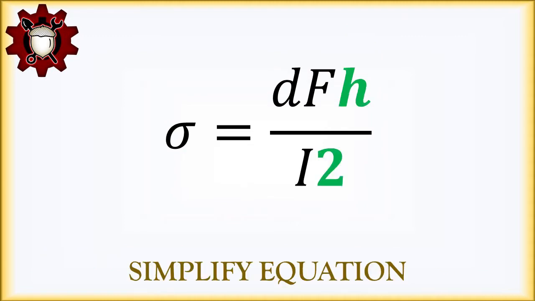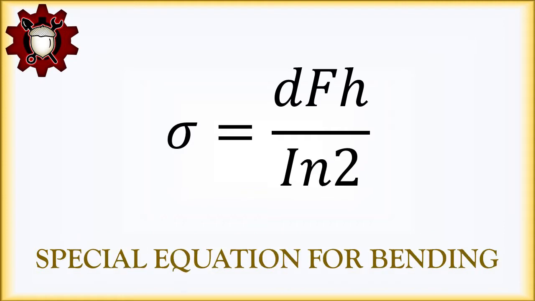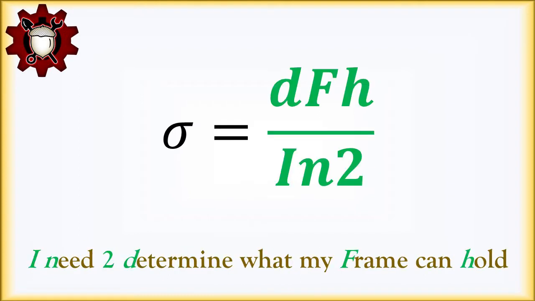Now we're going to simplify the equation and divide by the number of sections that share the load, right? So if you have 2 sections sharing the load, then each section will have less stress than if only one section were sharing the load. Here is our special equation for bending again. I need to determine what my frame can hold.